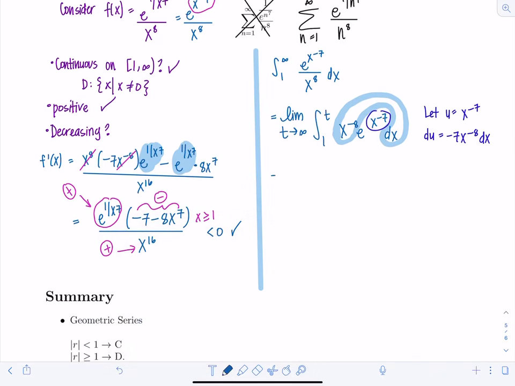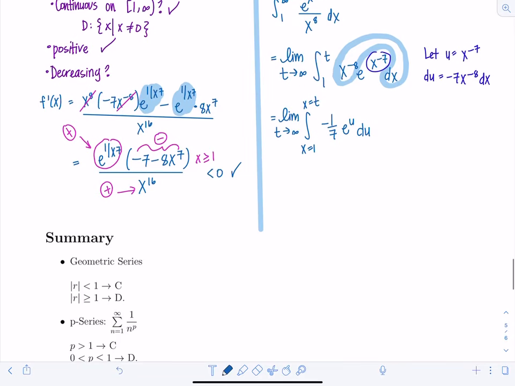now as the limit as t approaches infinity. Now it's up to you. If you're going to leave your limits in terms of x, 1 to t, then you need to indicate that you're not changing them when you do the u sub. So this is x equals 1 to x equals t. Otherwise, change them. Okay. And then we're going to have a negative 1/7 e to the u du. If I anti-differentiate, that's just going to give me e to the u.